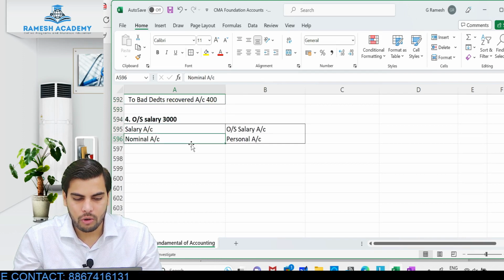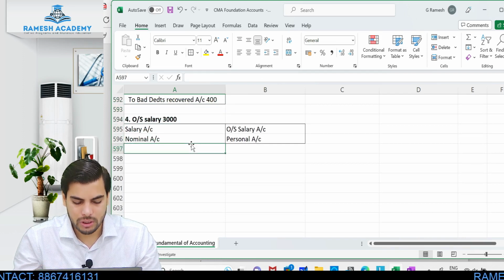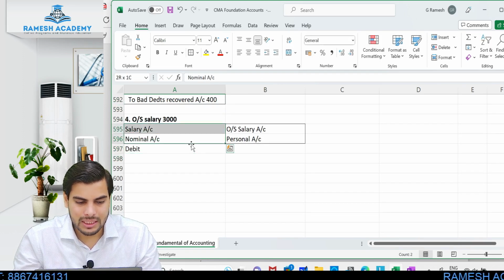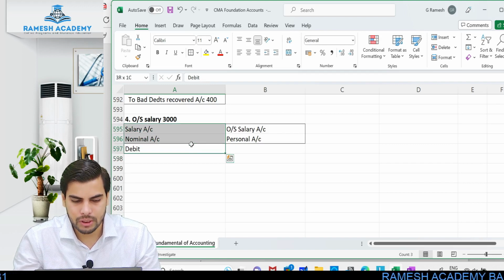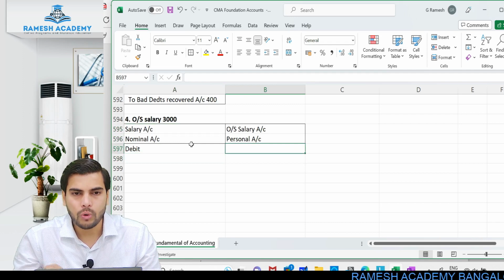So rule of nominal you already know: debit all expenses and losses, credit all income and gains. So the salary is an expense for us, therefore we'll be debiting it. Outstanding salary, which is a personal account. What is the rule of personal account? Debit the receiver of benefit, credit the giver of benefit.